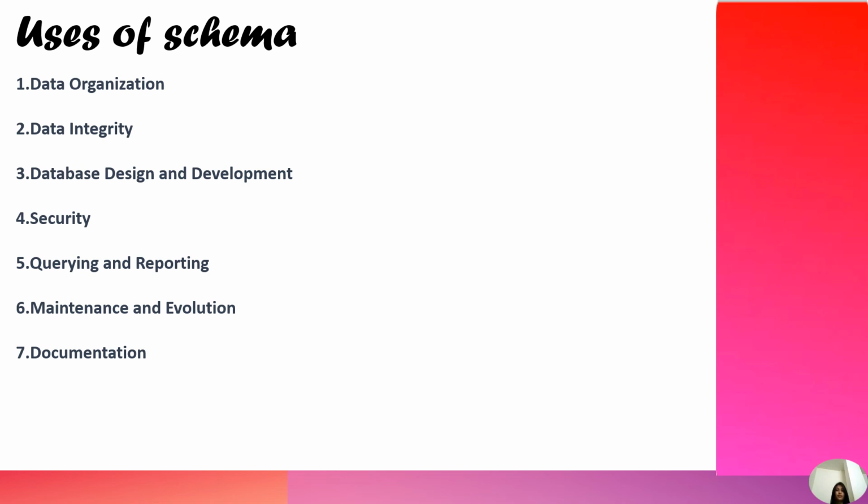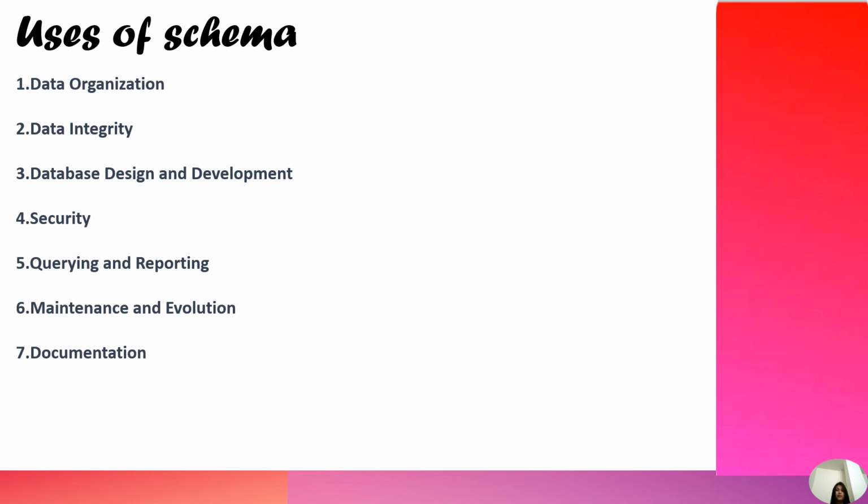For example, a schema may define primary keys, foreign keys, and data types, ensuring that the data conforms to a predefined structure. Database design and development. During the design and development phase of a database, schemas serve as a visual and conceptual guide. Designers use schema diagrams to plan and model the database structure before implementation. Security. Schemas contribute to database security by allowing access control at the schema level. Different users or roles can be granted permissions to specific schemas, restricting access to certain parts of the database.